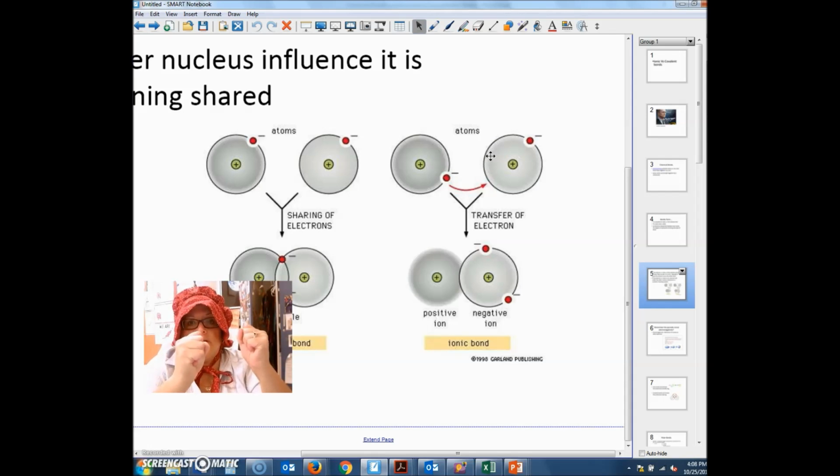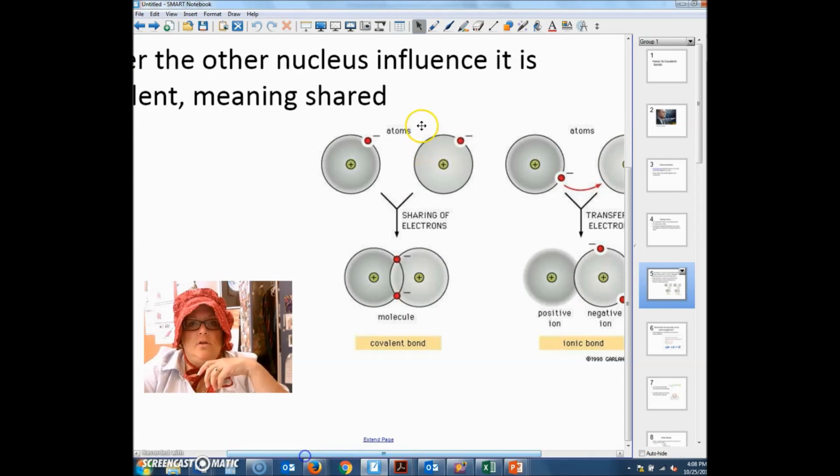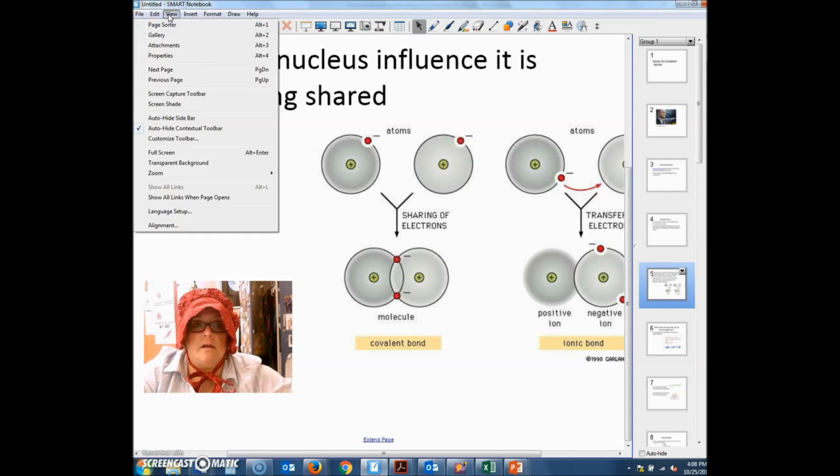Complete transfer. A covalent bond, on the other hand, has the electrons being shared between the two, so they're somewhere in between, in the middle. That's the difference between a covalent bond and an ionic bond: where are the electrons.